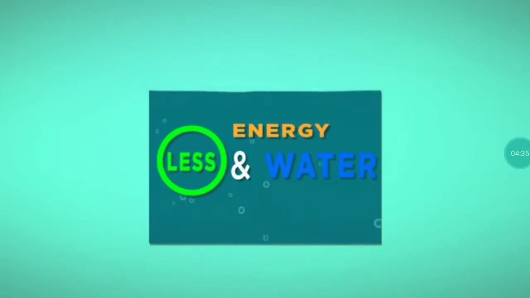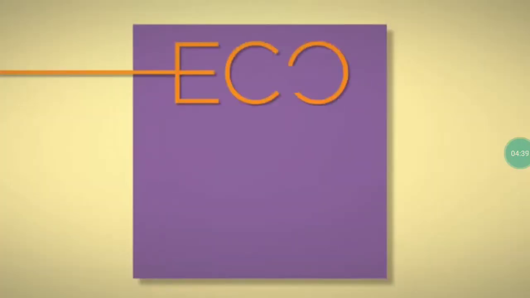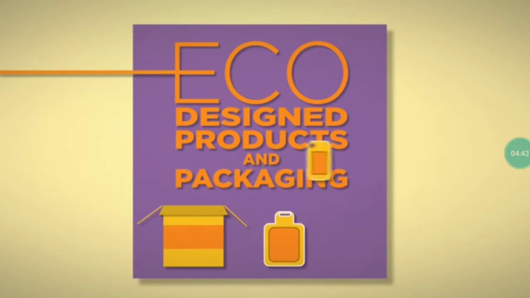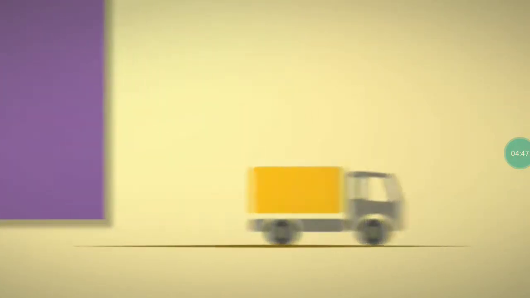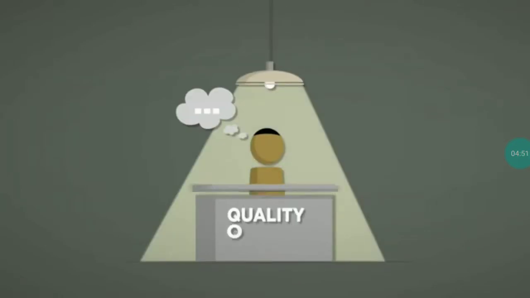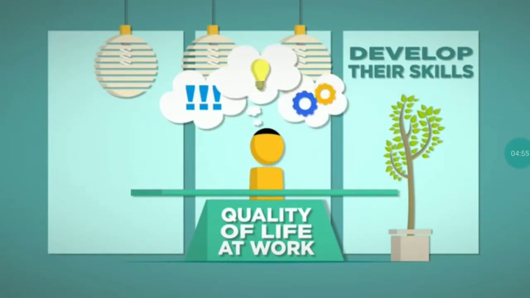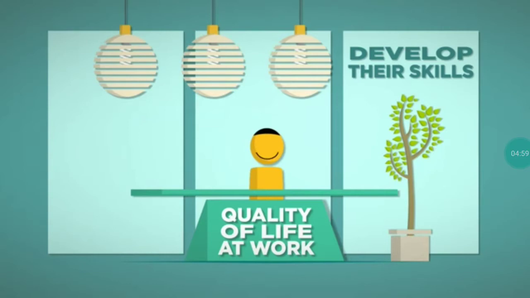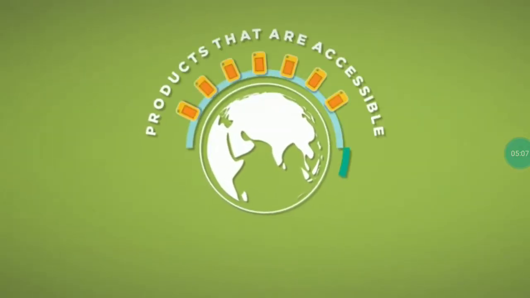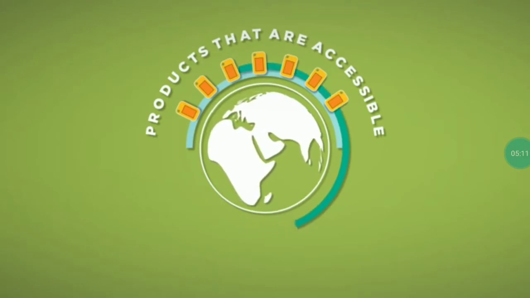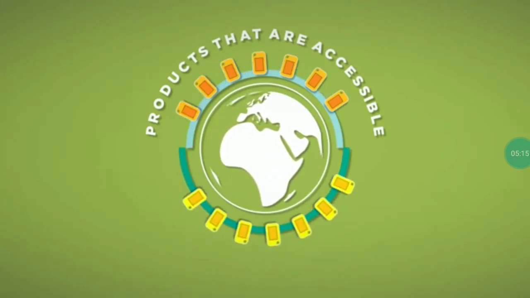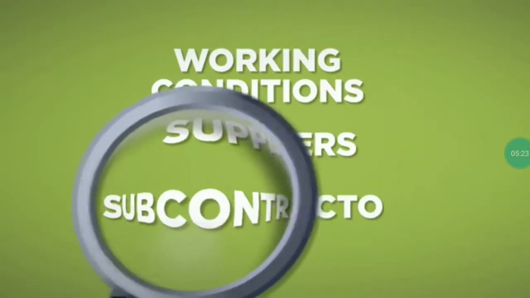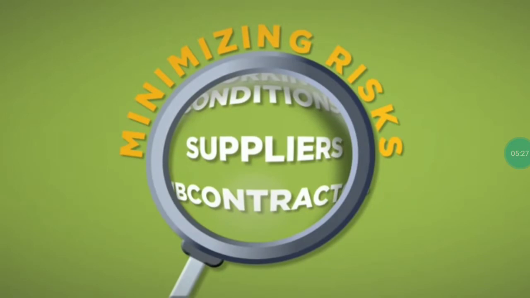Here's how. Upgrading production tools to use less energy and water is good for the environment and for the pocketbook. Offering eco-designed products and packaging that use just what's necessary saves materials and reduces shipping costs. Paying attention to employees, improving their quality of life at work, and helping them develop their skills all serve to strengthen their engagement. And stronger employee engagement means better overall performance. Creating products that are accessible to the world's poorest populations means opening new markets, the ones whose populations are going to grow the fastest between now and 2050. Monitoring the working conditions offered by suppliers and subcontractors means minimizing risks that could damage the company's image.